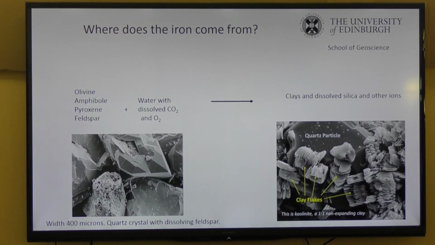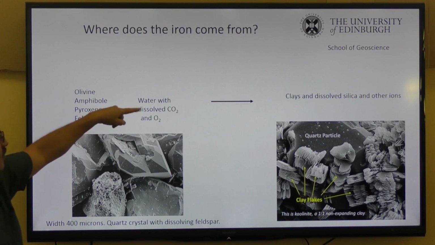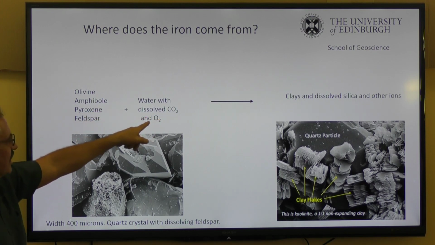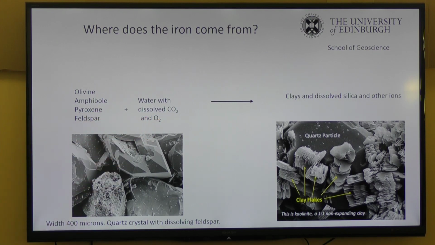Okay, where's the iron come from? When I was first thinking of this, I thought, oh, this is going to tell me what kind of mountain range was next to this area. So, minerals that you might find in an igneous rock, like olivine, amphibole, pyroxene, feldspar, when they react with water that has dissolved carbon dioxide or oxygen, they'll form clay and release iron.